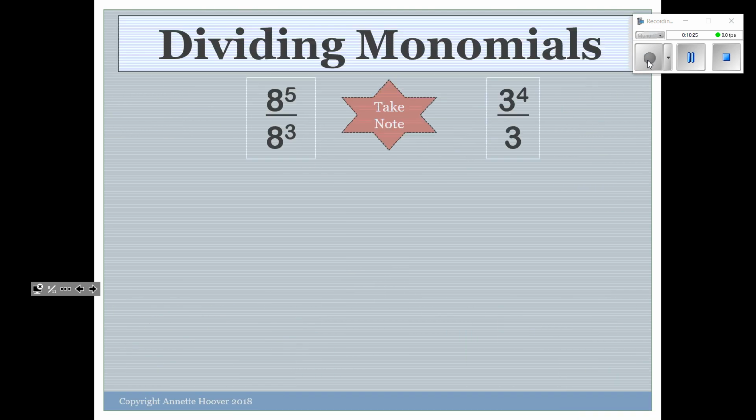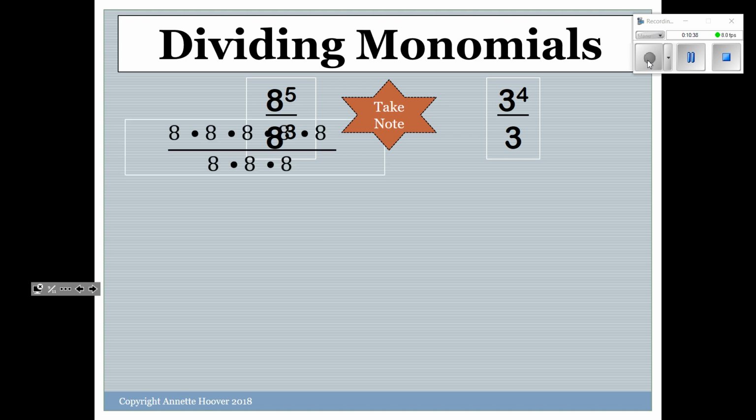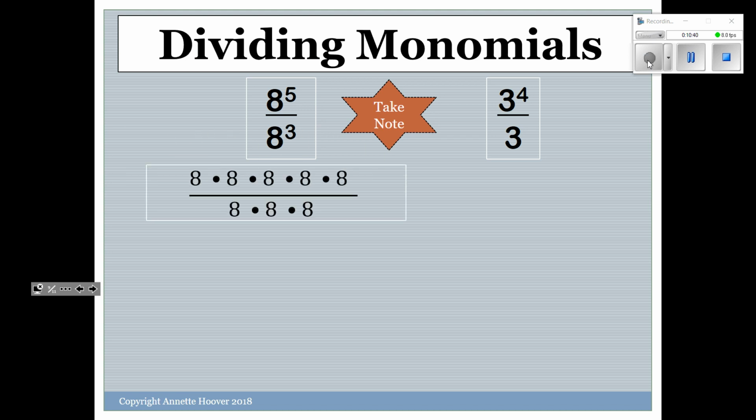Okay, now let's look at dividing with monomials. What happens when we're dividing with a base with exponents? Okay, again, for note purposes, please write down the following steps. 8 to the 5th power divided by 8 to the 3rd power means this. It means you're multiplying 8 by itself 5 times on top, and you're dividing that by 8 multiplied by itself 3 times. So here is 8 to the 5th power divided by 8 to the 3rd power.